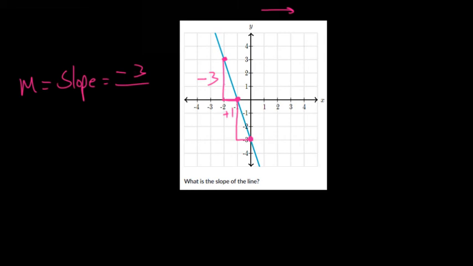If you're ever going down, it's negative. And we go to the right plus 1. For our run, we're always just measuring how much we go to the right. So that's always going to be positive. So this bottom number, at least with this strategy, should never be negative. The top determines if it's negative or not. So if you go up from one point to the next, like if you went up to here, that would be positive. But if you go down, then you're dealing with a negative slope. So in this case, our slope is minus 3 over 1, which we can just simplify to negative 3. So that is the slope of this line.